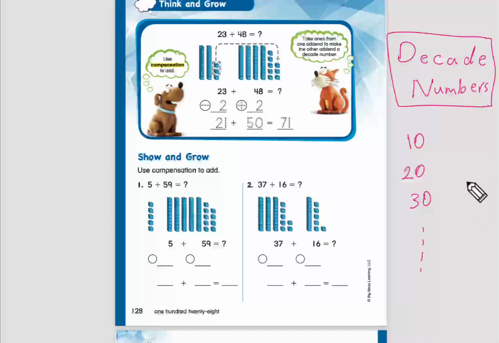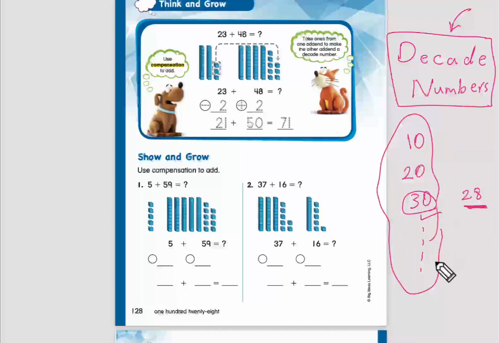Today's lesson is how to add, but we will add in a smart way. We need decade numbers for today. As you know, when you add anything to 10 or 20 or 30, say 30, it's easy. But if you are adding to 28, it's not easy. So 30 is easier. We use these numbers because they are easy to add to.